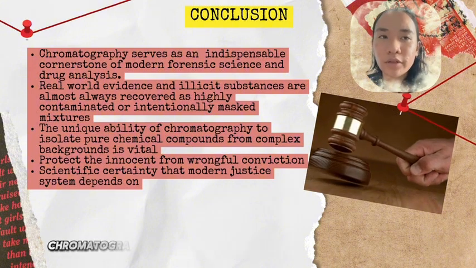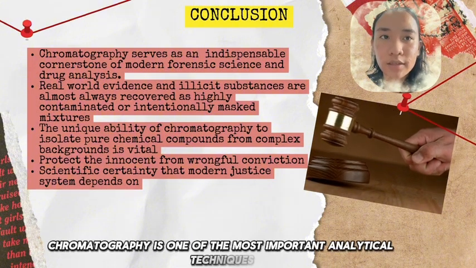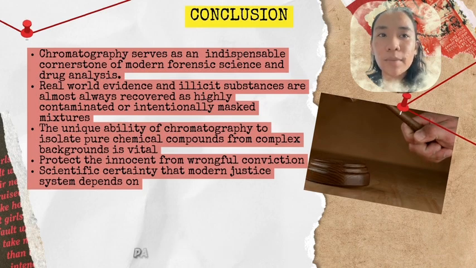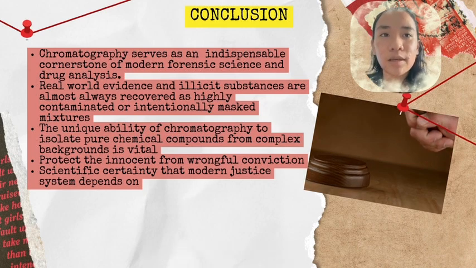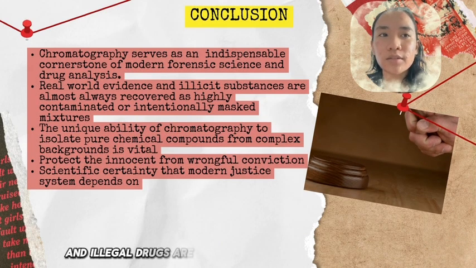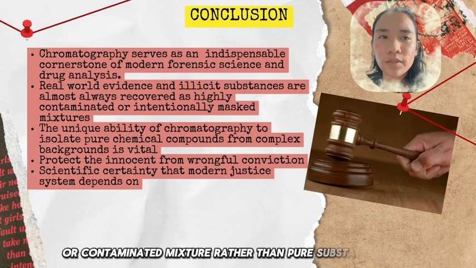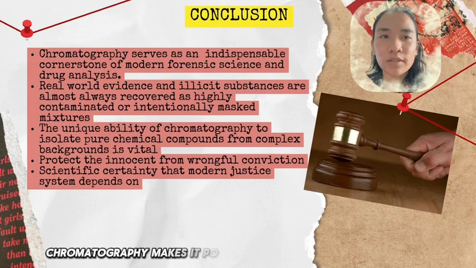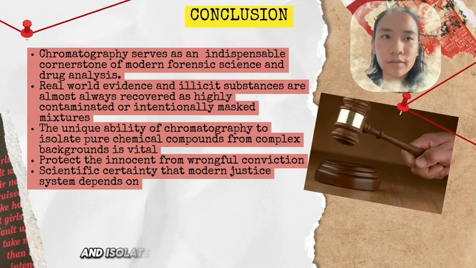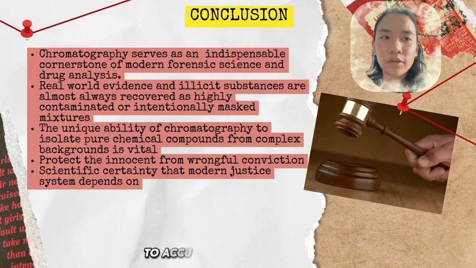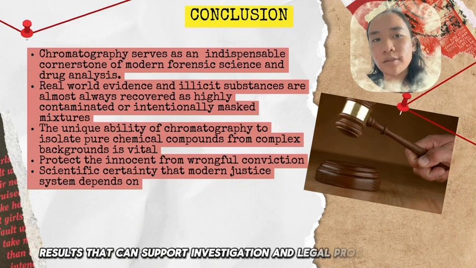To conclude, chromatography is one of the most important analytical techniques in modern forensic science, particularly in drug analysis. Crime scene evidence and illegal drugs are usually recovered as complex or contaminated mixtures rather than pure substances. Chromatography makes it possible to separate these mixtures and isolate the individual chemical compounds for accurate identification. This high level of accuracy helps forensic scientists produce reliable results that can support investigations and legal proceedings.